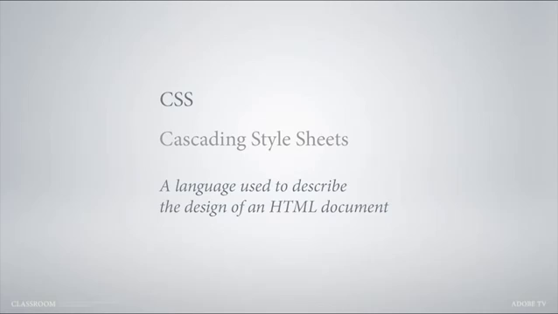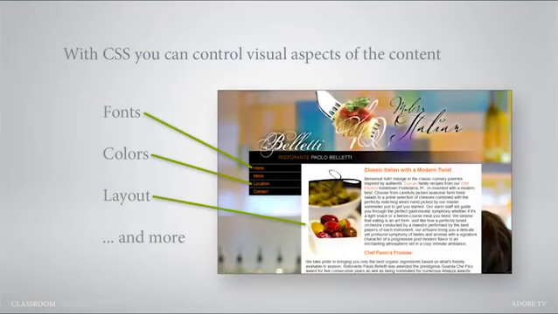What are cascading style sheets? Well, they are basically a style sheet language that is used to describe the design of an HTML document. Okay, so it describes the design. In that CSS, you can control all visual aspects of the content, so whether it's fonts, the colors, the layout, position of things. It's quite robust what it can do, but it goes beyond just that.